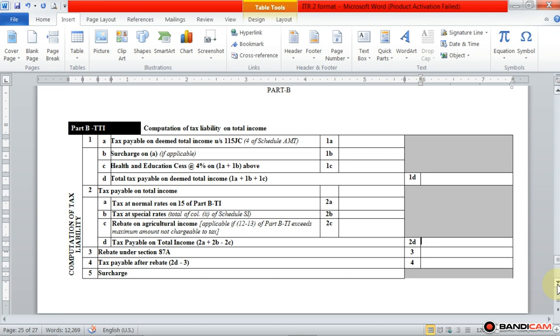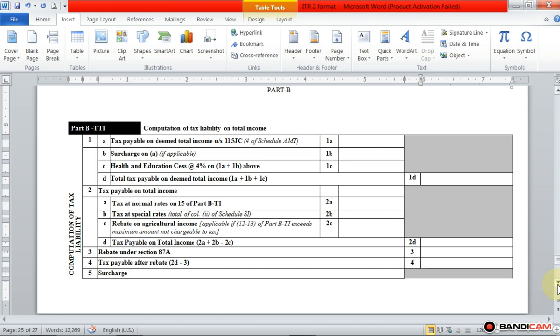Rebate is also deducted from the income. Rebate means an exemption, or tax free income. So tax free income is also deducted from the total tax payable amount. Then rebate under section 87A. Rebate, as we already discussed, means exemption or tax free income, so we get a rebate under section 87A.